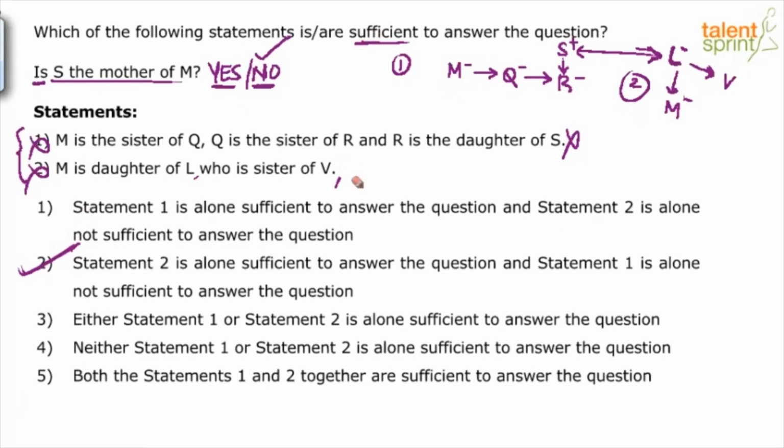Why is statement 2 alone sufficient? Okay, I was looking at S not being available, but let us forget about the connection now. From statement 2, we know that L is the mother of M. So, is S the mother of M? No, because L is the mother of M. So, I think statement 2 alone is sufficient. Good. So, answer should be option 2.